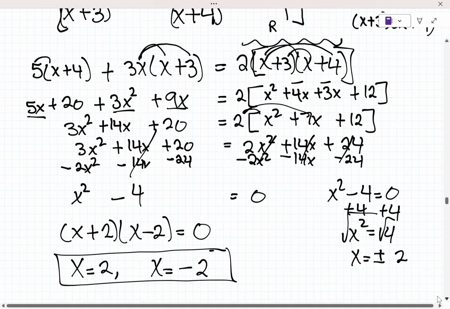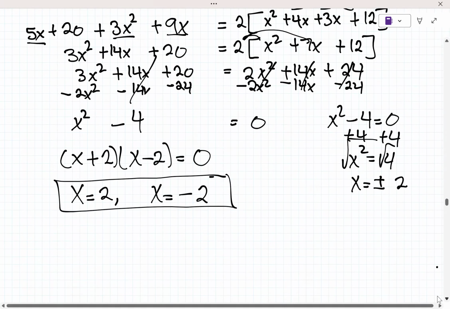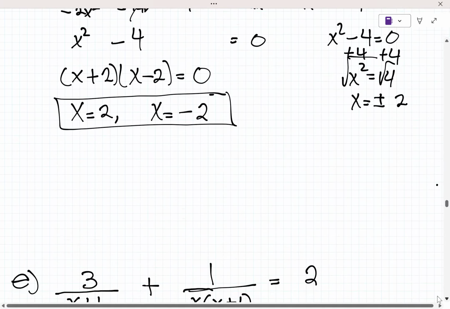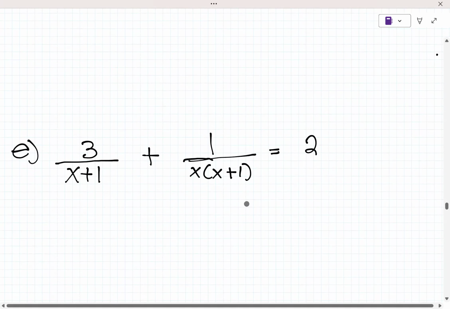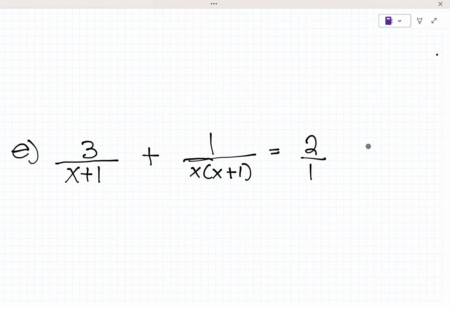Okay, let's move on. Let's do letter E. Okay, so we have three sides. We have 3 over (x plus 1), plus 1 over x times (x plus 1), and then you have this 2 over 1. So we have three sides, so we've got to get rid of the denominators by multiplying all three sides by the LCD.